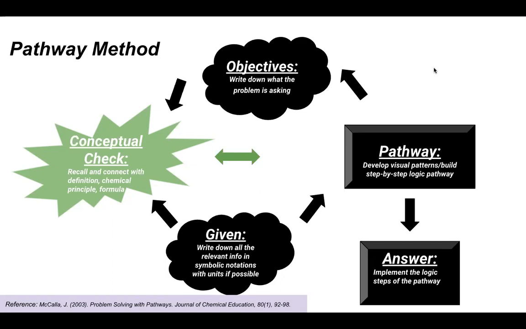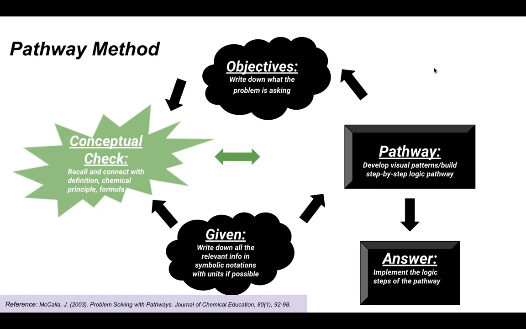And the second step is the conceptual check. The conceptual check is based on the objectives that you've written down. So you're going to look back at your objectives and write down any of the concepts that you need to know. This includes definitions, chemical principles, and formulas. This will give you a small refresher on what you need to know to proceed with the problem. It would also help you to stop and tell yourself, oh, I need to actually go back to my notes and fill in this small gap that I have in between these connections, in between these concepts.